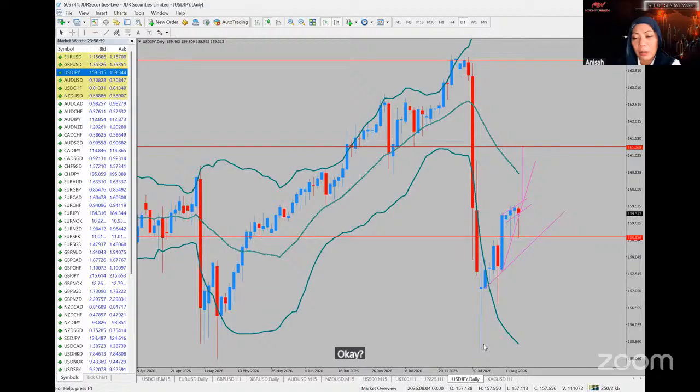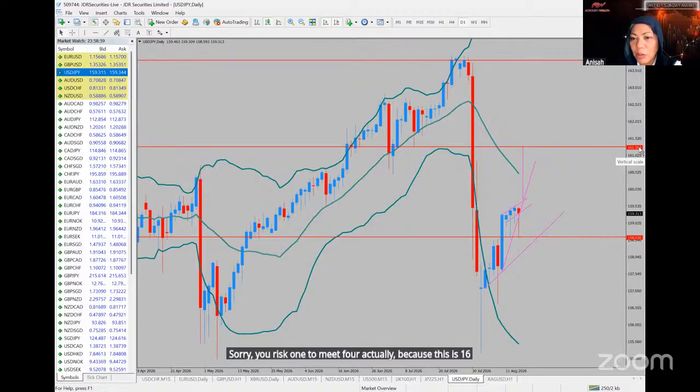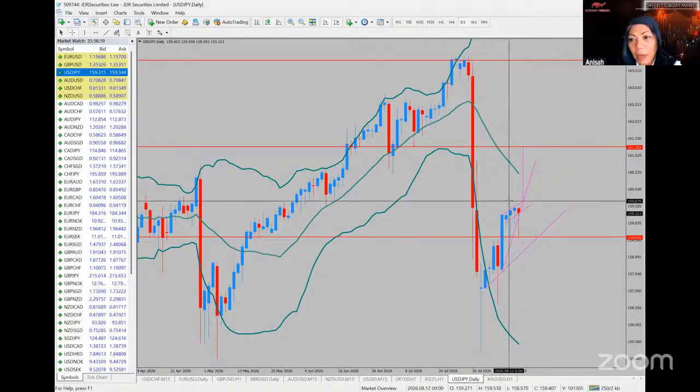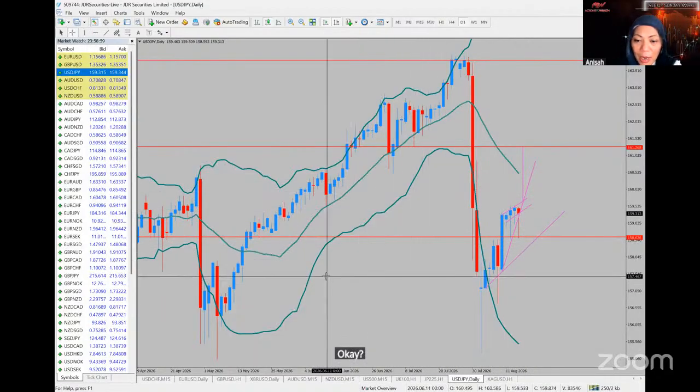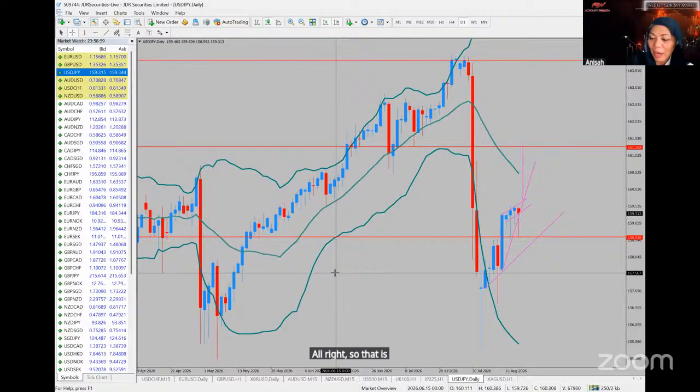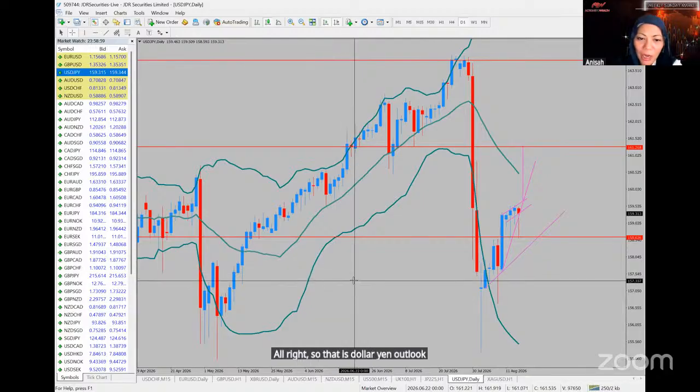Sorry, you risk one to make four actually, because 161.286 is your target TP1 and 163.804 is your TP2. Your entry is somewhere nearby here, 159.676. All right, so that is the dollar yen outlook for today.